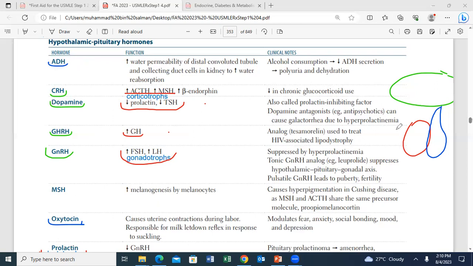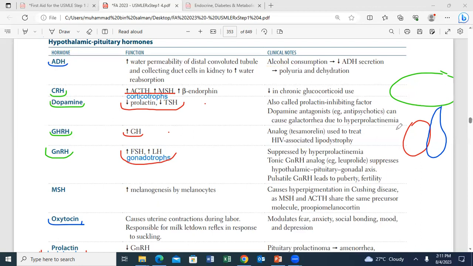Another point is that in alcohol consumption there is decreased ADH. So ADH, which was supposed to decrease the urine output and reabsorb water, is inhibited by alcohol consumption. Somebody who has taken alcohol will have increased urination, and so he will feel dehydrated. He will have to drink more water and will urinate more.